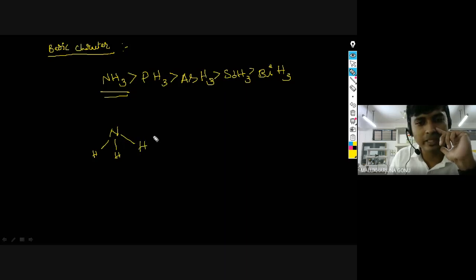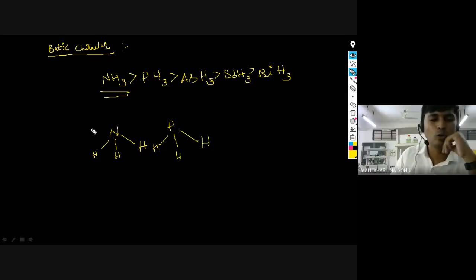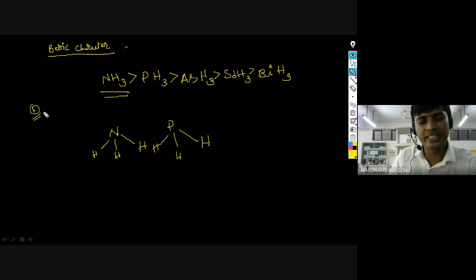So what does basic mean? What does base mean? What definition do you know, Vidisha? Can you tell? pH is above 7. Okay, one point. And we have studied other different definitions. What can bases do? I am not asking about the property, I am asking about what they do. Is it like donating a proton or abstracting a proton, or donating an electron pair or abstracting? How is it? Okay, we have studied different definitions, right?